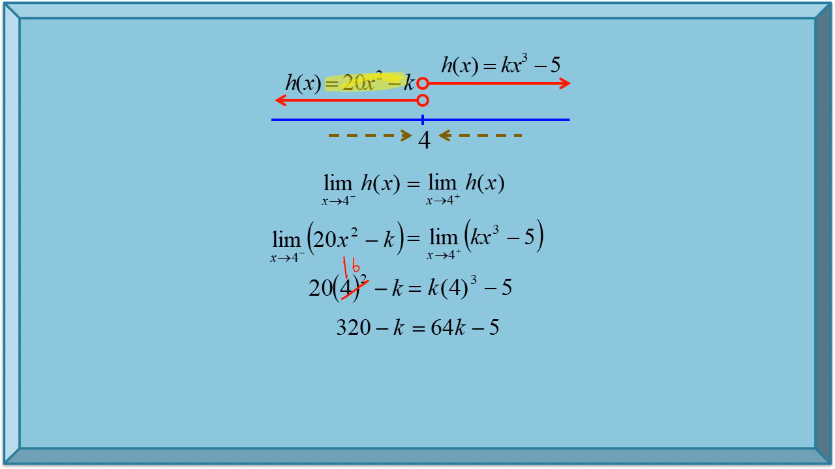So what do we have here? 65k is equal to 325. So k is equal to, what is k? k equals 5. So we have the answer for k here by using the existence of limit.